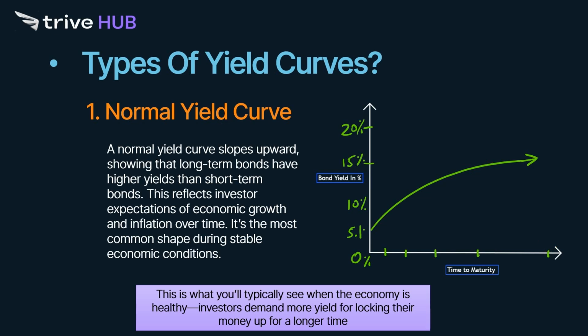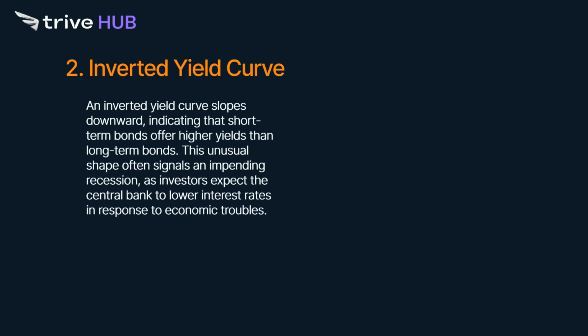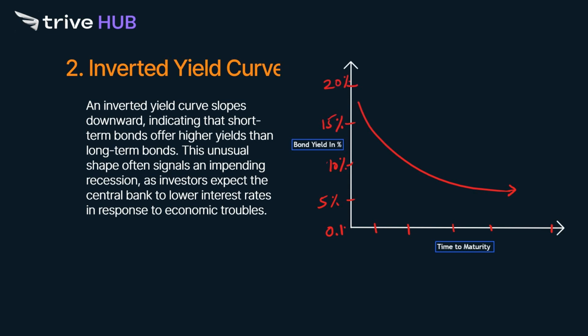So let's see the next yield curve, the inverted yield curve. An inverted yield curve slopes downward, indicating that short-term bonds offer higher yields than long-term bonds. This unusual shape often signals an impending recession, as investors expect the central bank to lower interest rates in response to economic troubles. You can see on this chart how the curve looks. It is sloping downward from the upside.